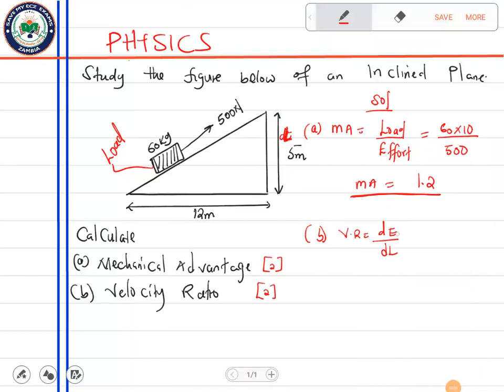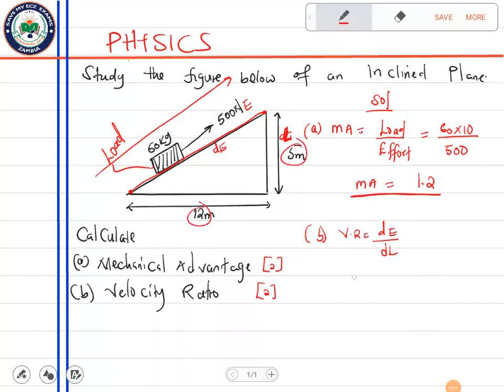But do we know the distance moved by the effort? Since this is the effort here, the distance moved by the effort will be along that. So from here to there, that will be the distance moved by the effort. That's what we are looking for. We can find that using Pythagoras theorem, where we square this, we also square this, then we add, then we find the square root, right?